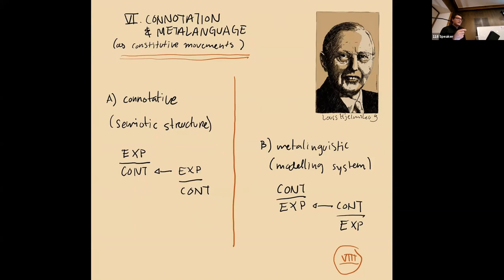So to be sure, the connotative movement is sort of Prieto's trajectory in the original direction. It goes from lang to subject. The metalinguistic movement would be Prieto's trajectory, but in the opposite direction. So from subject to lang, or to language.